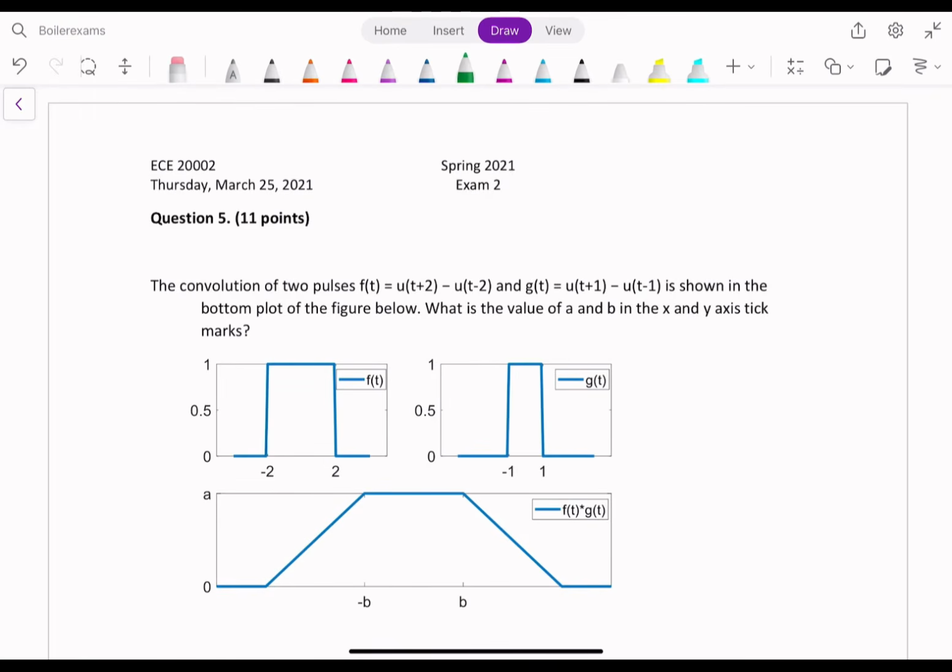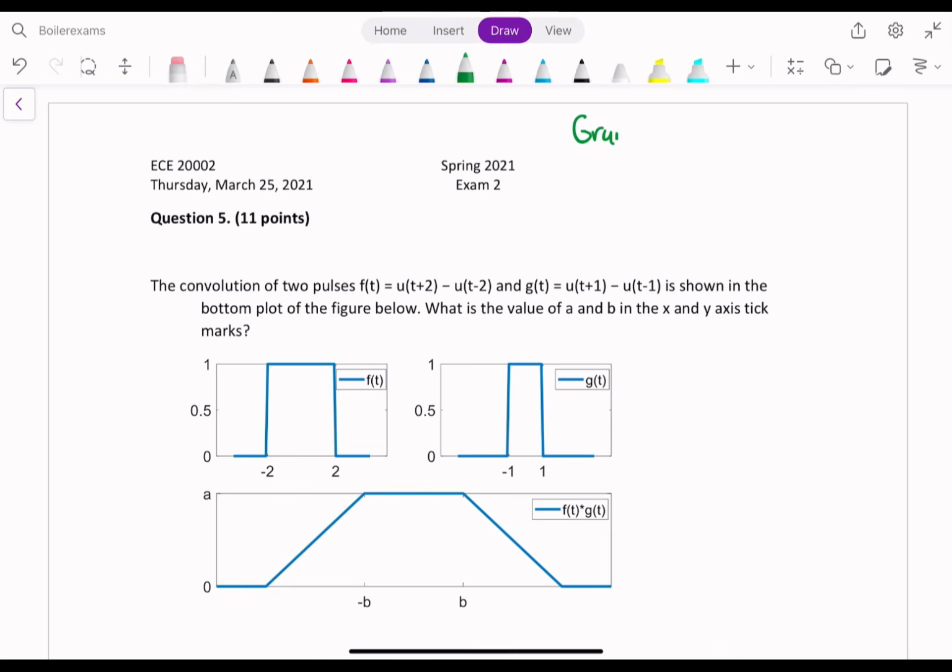Question 5. The convolution of two pulses f of t equal to u of t plus 2 minus u of t minus 2 and g of t equal to u of t plus 1 minus u of t minus 1 is shown in the bottom plot of the figure below. What is the value of a and b in the x and y axis tick marks?